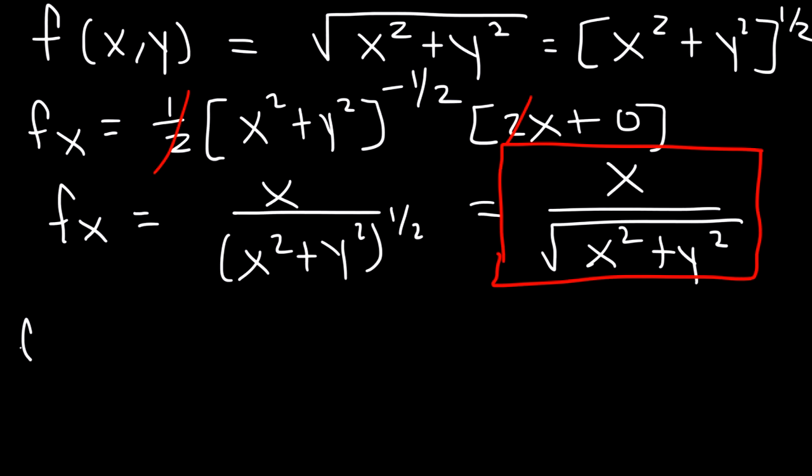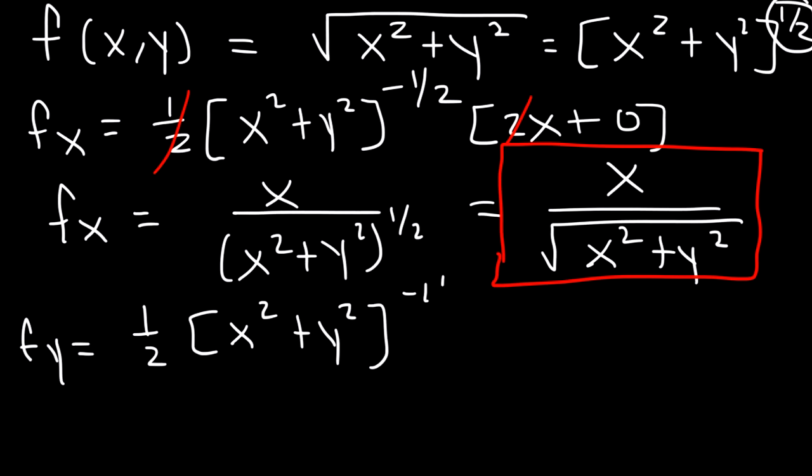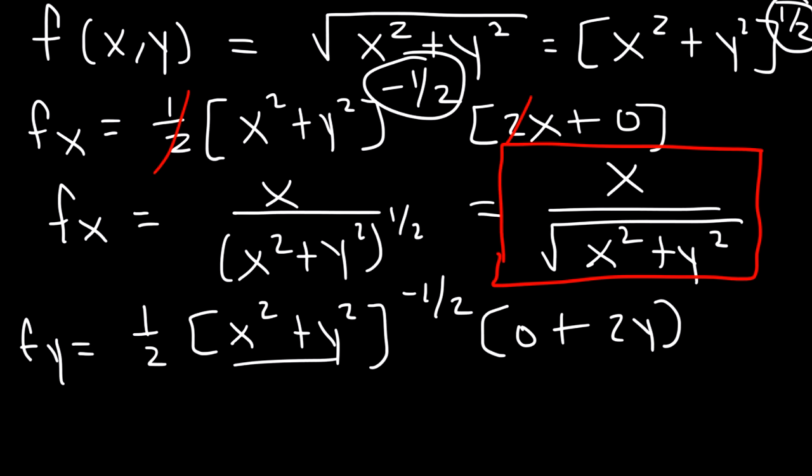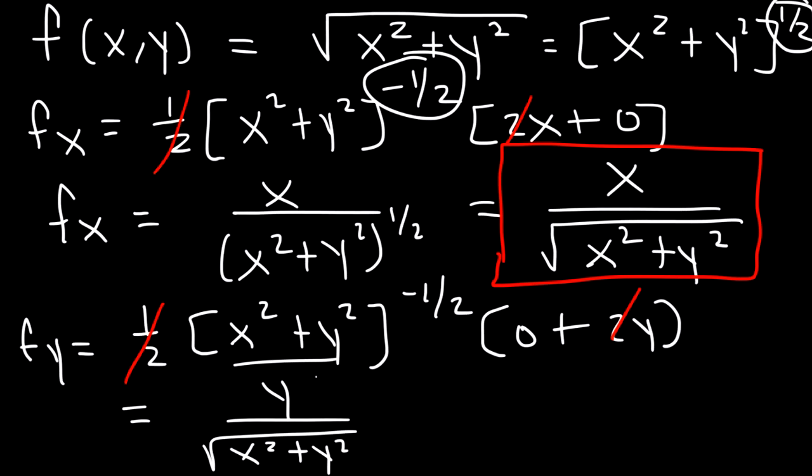Now, what about with respect to y? So we're going to take the exponent and move it to the front and keep the inside the same, and then subtract 1 from 1/2, which will give us negative 1/2 again. And now we need to differentiate the inside function. X squared will now be treated as a constant, so that's 0, and y squared is 2y. So as you can see, everything is going to be the same, but we're going to have a y variable on top instead of an x variable. So this is the final answer. It's y over the square root of x squared plus y squared.